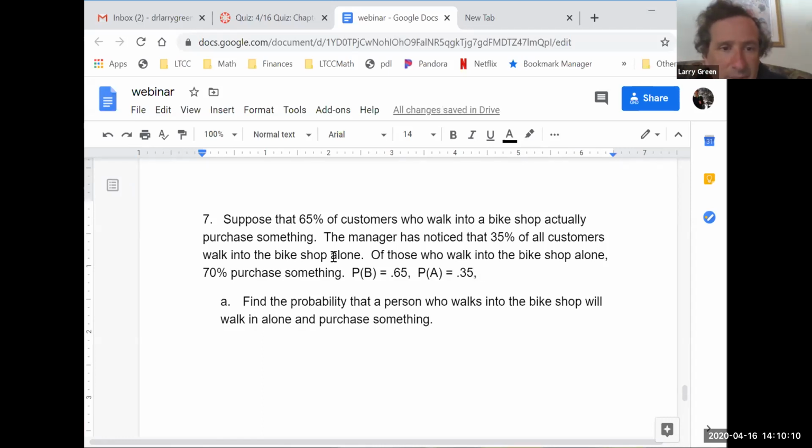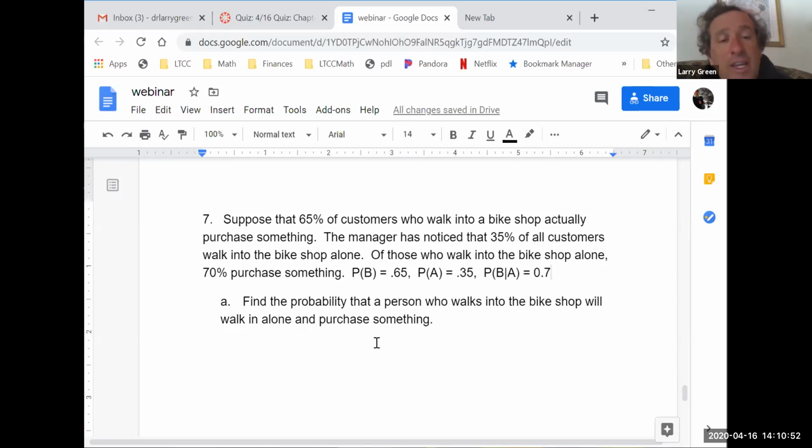Okay, then of those who walk into the bike shop alone, 70% purchase something. What's that the probability of? Write that in symbols. Yeah, that's the probability of, what is it? I think you might have it, but you typed it a little wrong. B, horizontal line segment, which means given A, is equal to 0.7.